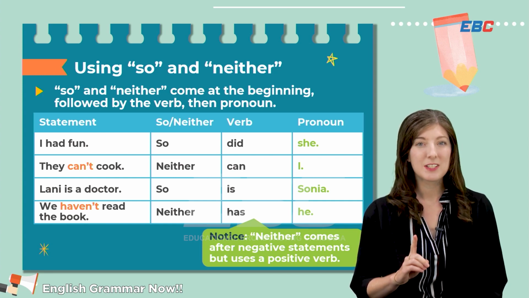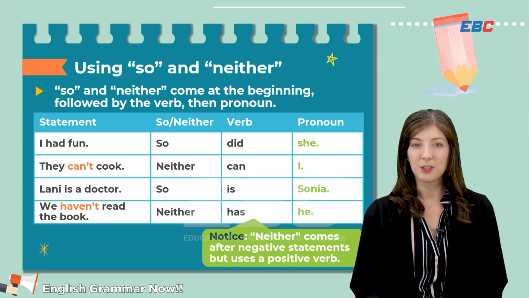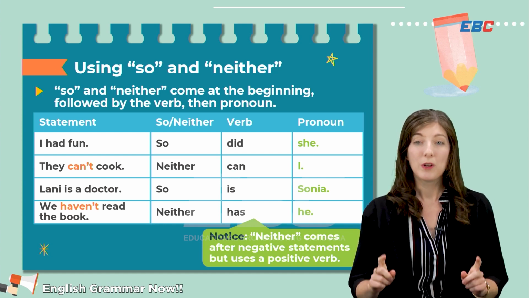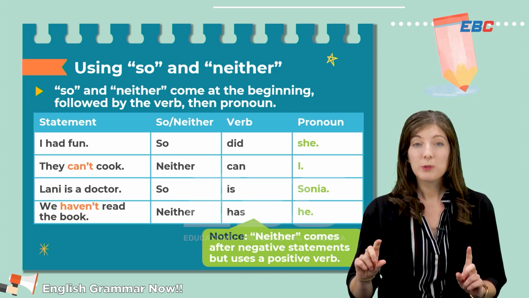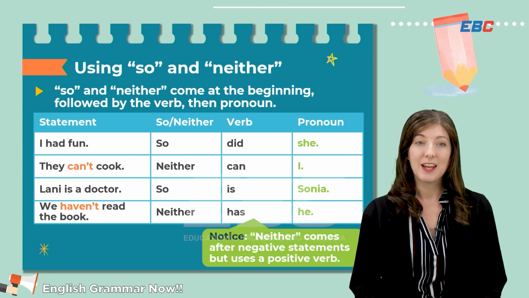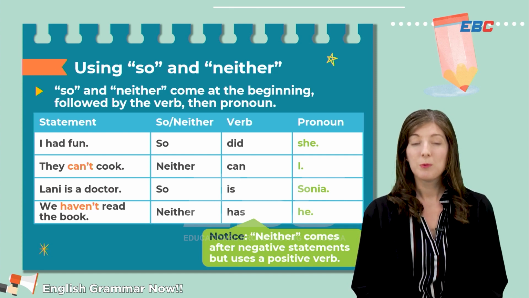You can see that there's an important change here. In the two sentences with neither, we have changed the verb. Neither is used for negative comparisons, when two things are negative. However, because neither is a negative word, we will change the verb to be positive. So although we say, they can't cook as a negative verb, we will add the positive verb in the second sentence. Neither can I.